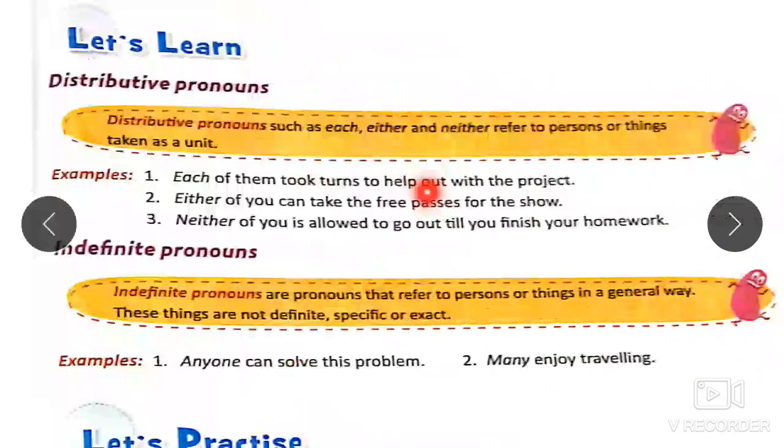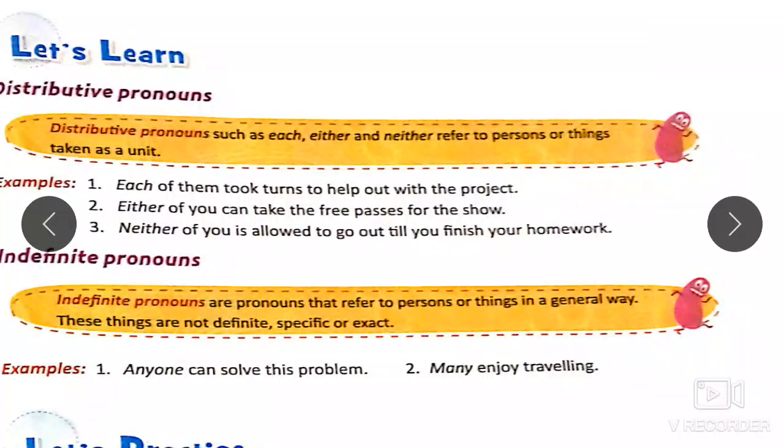Each of them took turns to help out with the project. Now, each of them here refers to each of the individuals. This does not talk about any group but refers to each individual. Either of you can take the free passes for the show. Again, either stands for one single person, indicating one individual. So, each, either, and neither are used as distributive pronouns.